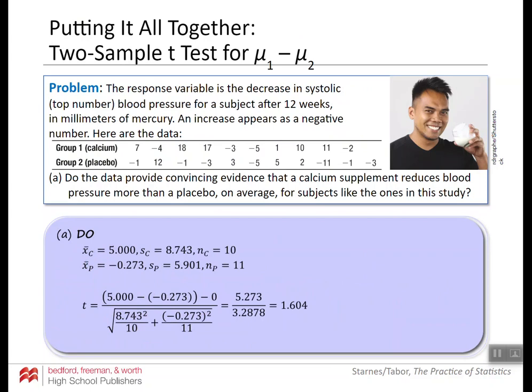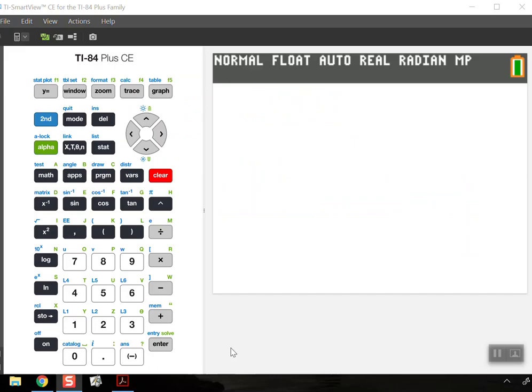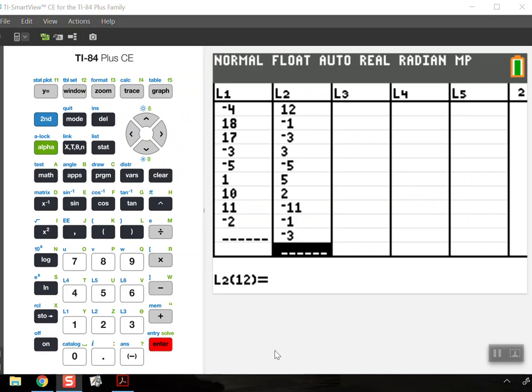Now, the do section. You can either do it all by hand, calculate the mean and standard deviation for each sample, then plug everything into the t-statistic formula, and then calculate the p-value, or you can do it all in the calculator. I'm going to do this in the calculator and start by typing the data into my lists. So I typed in my data. Group 1, which is the calcium group, is in L1. Group 2, which is the placebo, is in L2.